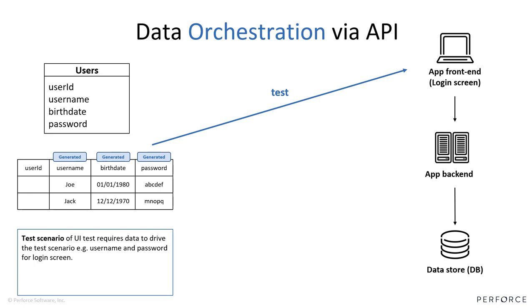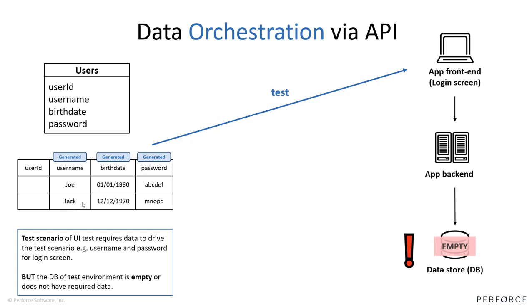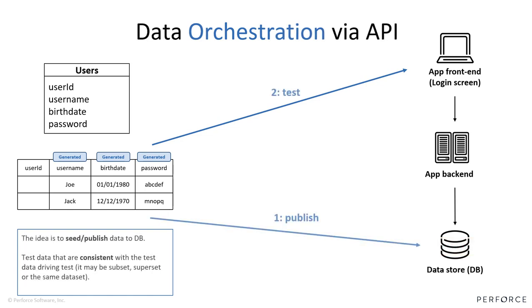So in our example here, you can see on the left, we're going to generate a username, a birth date, and a password. Now, if we were just to generate that and run a test to log into the UI, that test would fail because that user does not exist within the application's database. So obviously what we could do is publish that data into the database in some way.